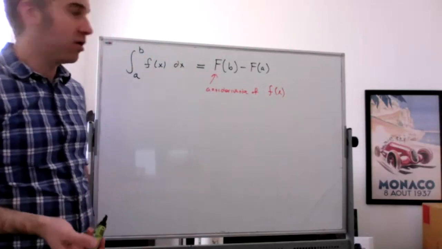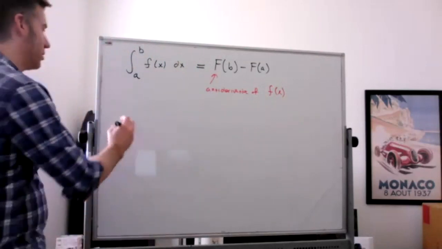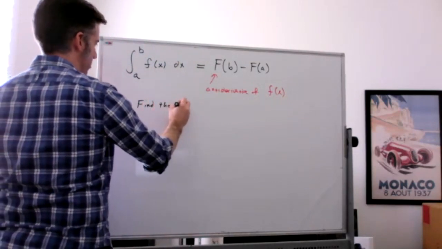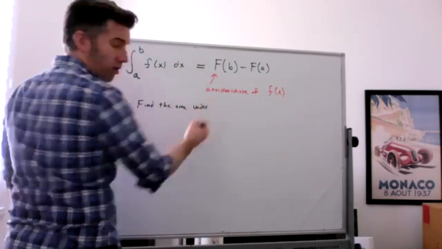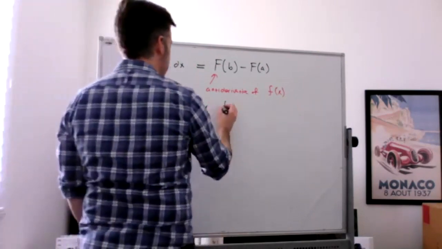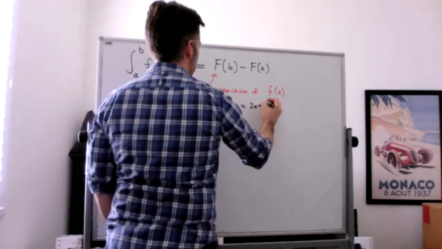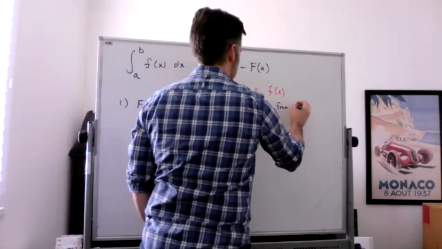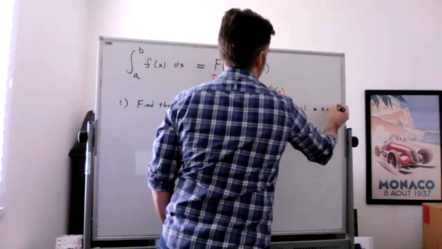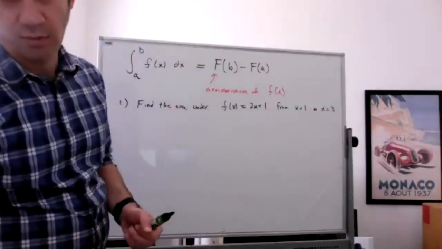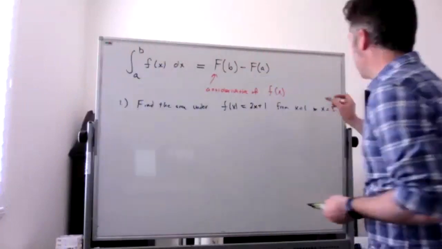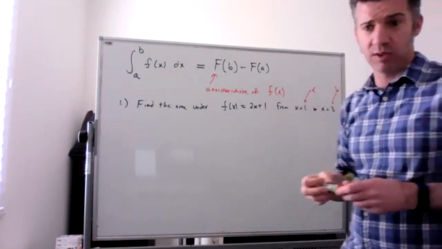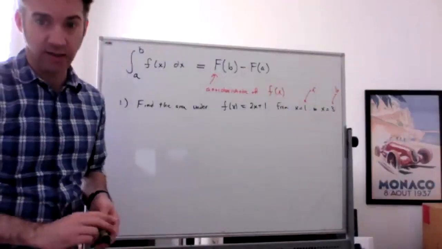Okay, so let's look at an example. We want to find the area under the curve. What do I got here? f of x equal to 2x plus 1 from x equals 1 to x equals 3. I just want to point out, when we write the integral, that's going to be our a value. That's going to be our b value. But we're not going to write the integral just yet. We're going to talk about the meaning behind this.